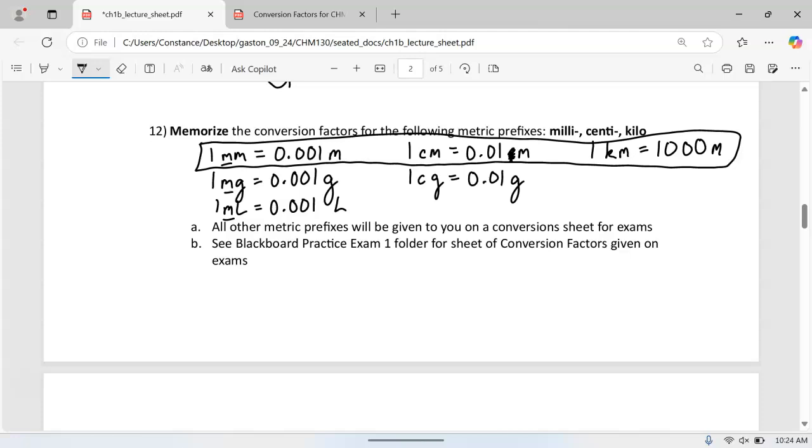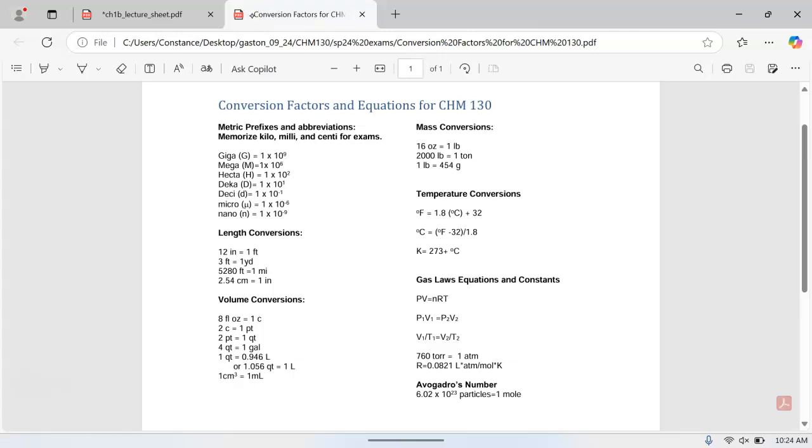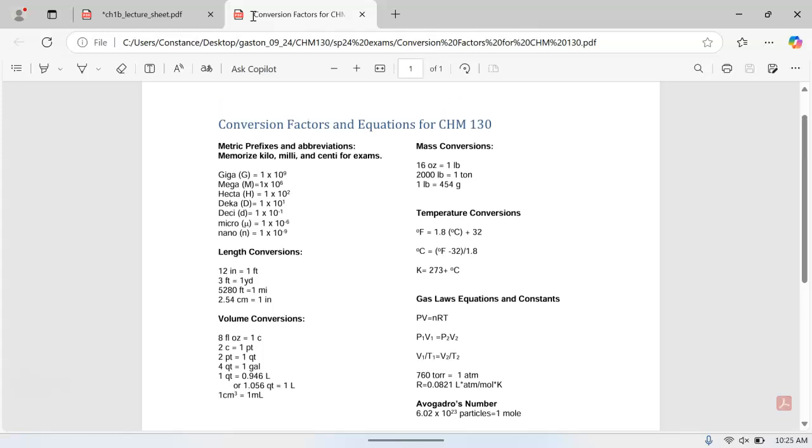Now, all other metric prefixes are going to be given to you on conversion sheets for exams. So here's an example of what one would look like. And that will be available to you on a test, so you can see you've got all of those prefixes here.